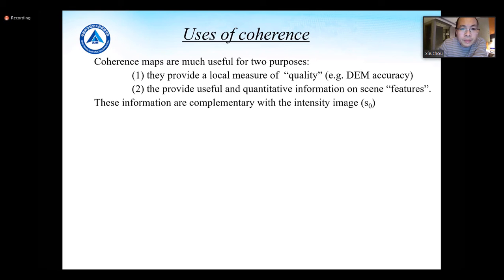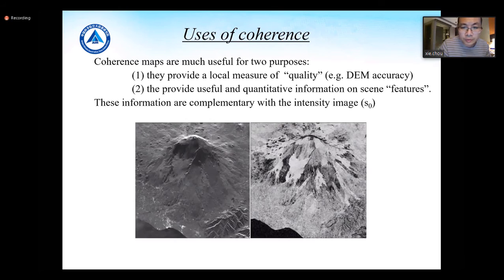Coherence maps are very useful for two purposes. They can provide a local measure of quality, such as DEM accuracy, and also provide useful quantitative information on scene features. This information is complementary with the intensity image.